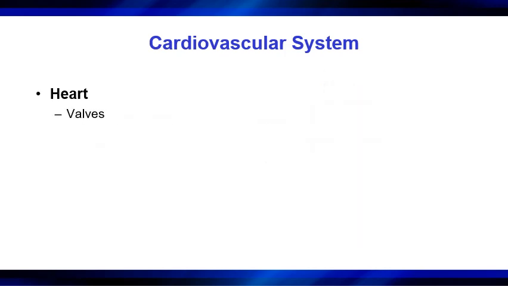Now at the heart, there's also important valves. So you have the tricuspid valve and the mitral valve. The tricuspid valve is between the right atrium and right ventricle. The mitral valve is between the left atrium and left ventricle. And again, that's just to regulate that blood flow. As the heart beats, it's going to basically push the blood through those valves.